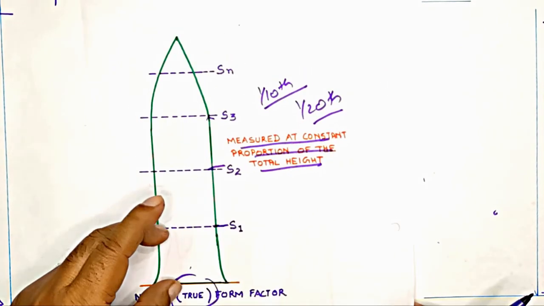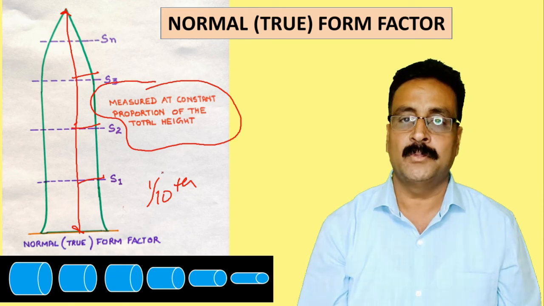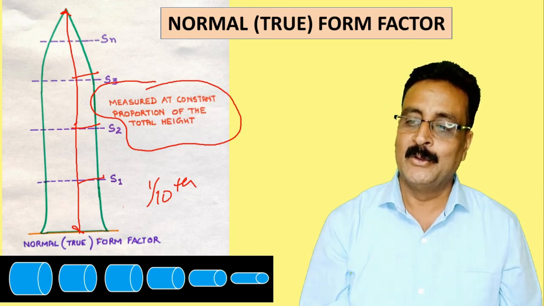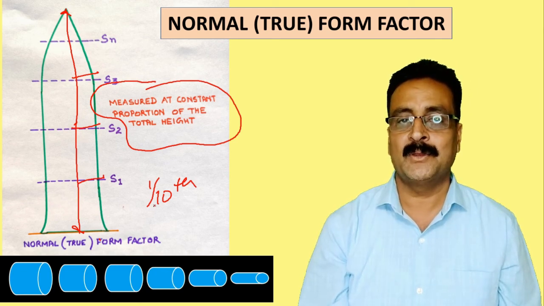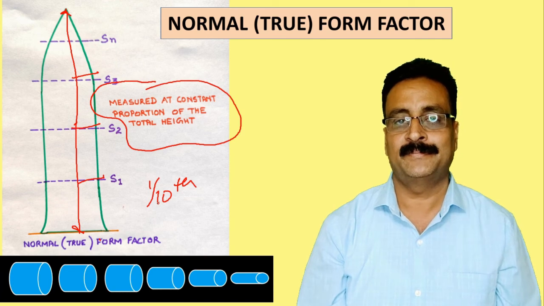So it is the calculation of the volume of the full tree. We'll get the exact volume, but it is destructive sampling, very difficult to go from the lower part to the upper part, and time consuming. That's why in India we take the breast height form factor.